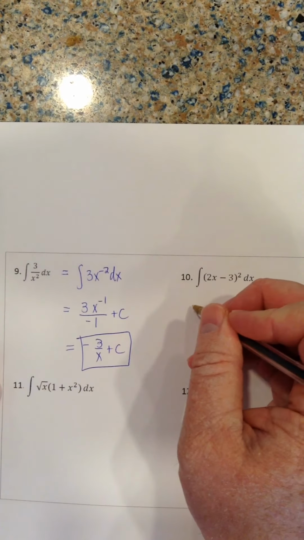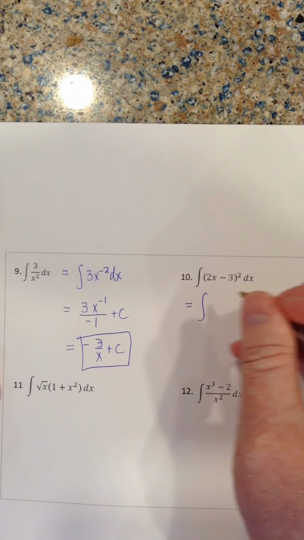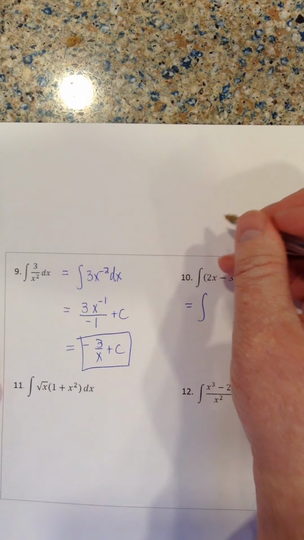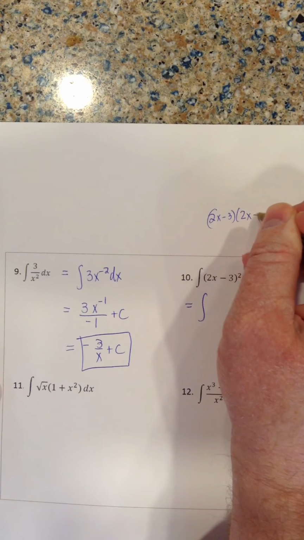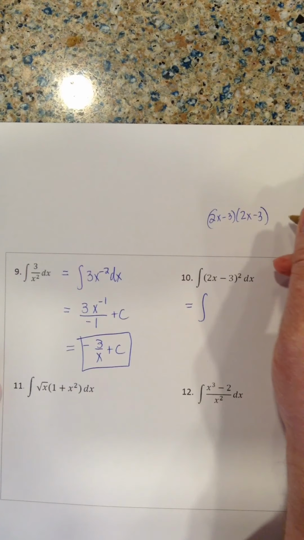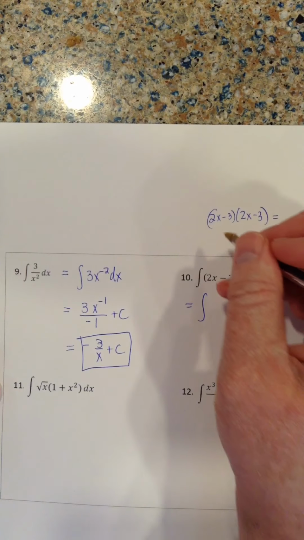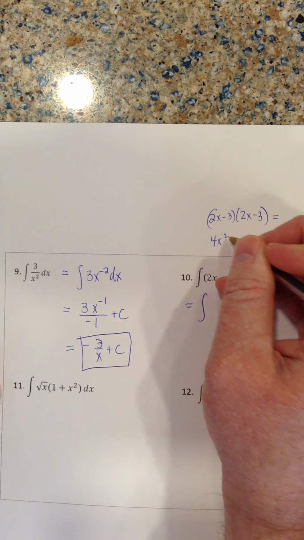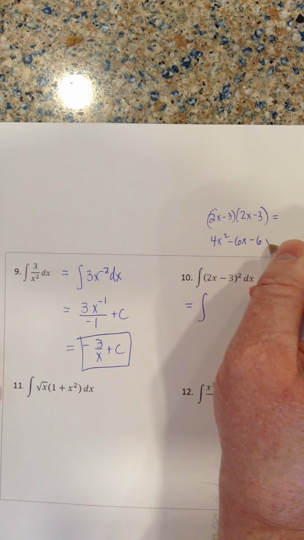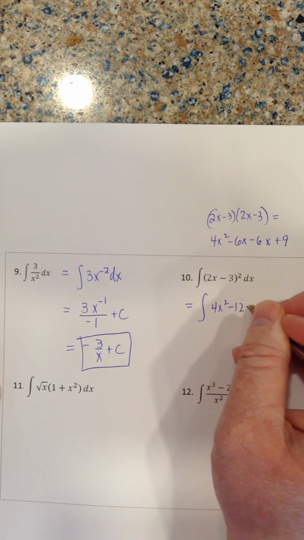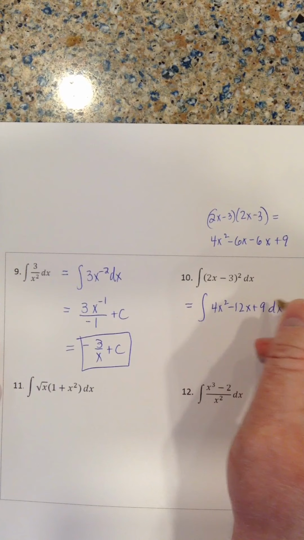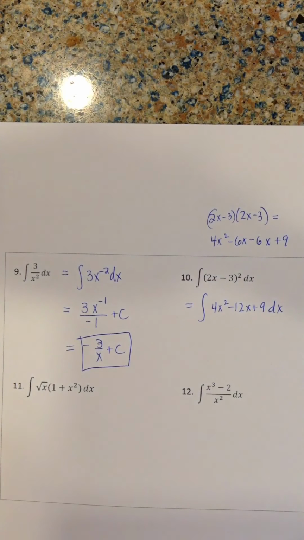Alright, number 10, I have to do some algebra first. I need to expand 2x minus 3 squared, which is 2x minus 3 times 2x minus 3, which is 4x squared minus 6x plus 9. So that'll be 4x squared minus 12x plus 9. Some of you should be able to do that in your head.